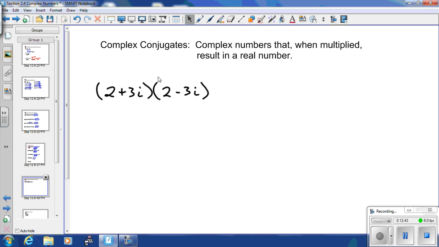Here I have a concept called complex conjugates, and I'll explain what these things are briefly, but I'm going to do this in a different video. So I'm going to pause this, end this video, and we will resume.